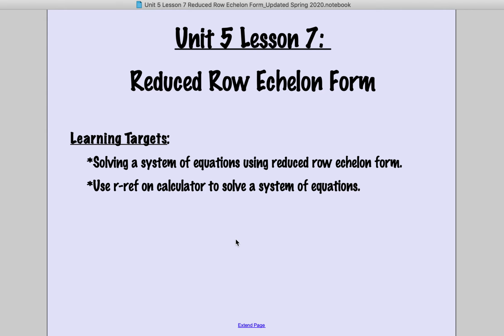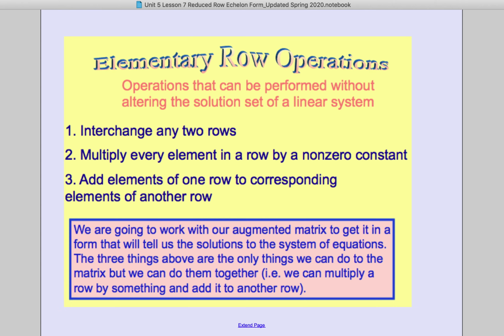So far we've solved systems of equations using algebra and inverse matrices. So this is just another technique to add to our list of tools in order to solve a system of equations.